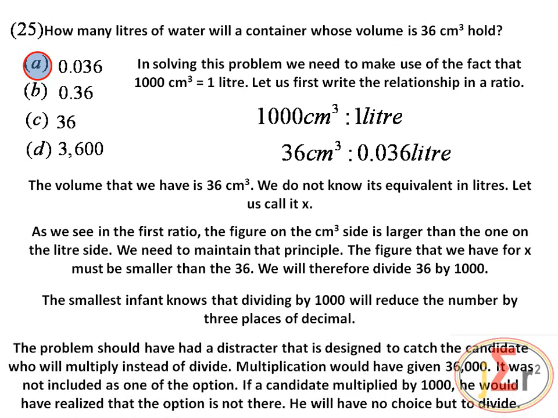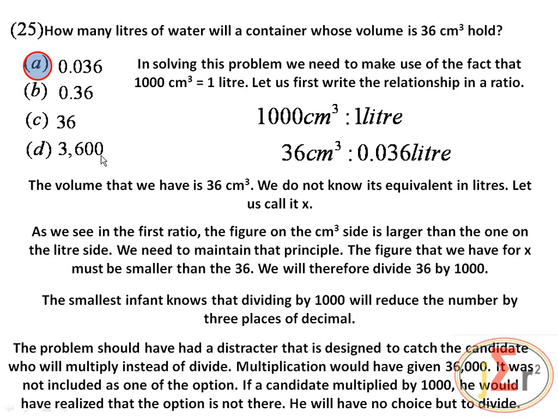The problem should have had a distractor that is designed to catch the candidate who will multiply instead of divide. Multiplication would have given 36,000. It was not included as one of the options. If a candidate multiplied by 1000, he would have realized that the option is not there. He will have no choice but to divide by 1000. And in the end, it turned out that he did not have to do much work, much thinking, or anything. Because if he's going to multiply by 1000, he will get 36,000. It is not there. What he will do is divide by 1000. And the answer would have been there.